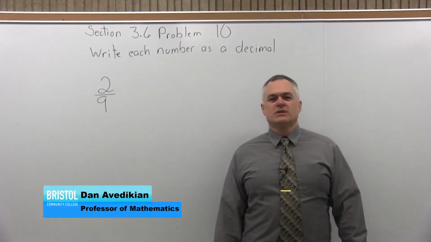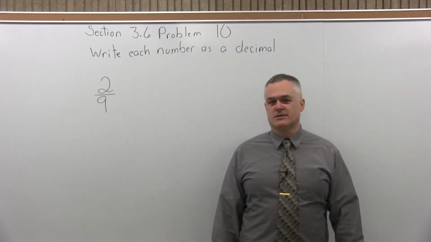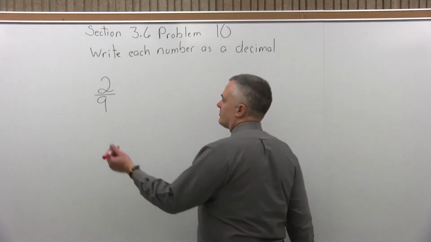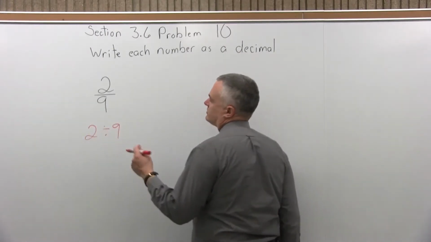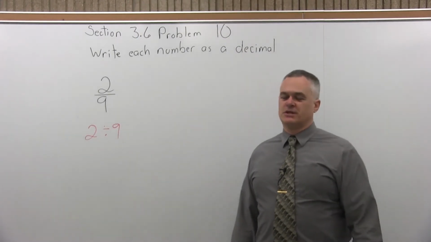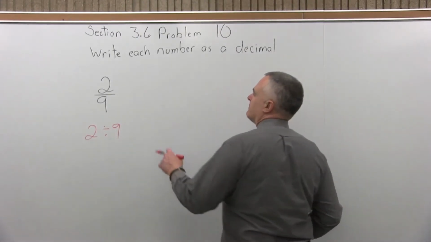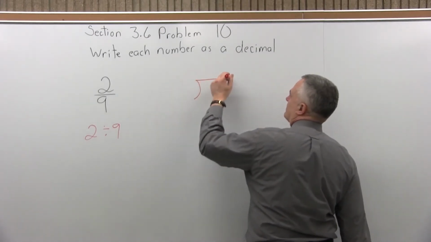This is Section 3.6, Problem 10. It says write the number as a decimal, and we have 2/9. Now, again, with all the problems from this section, if you have a calculator, the easy way to do it is use the calculator, do the numerator divided by the denominator equals, and you'll get it. But a lot of classes for this, the teacher doesn't want you to use the calculator, so how would you do it without a calculator?